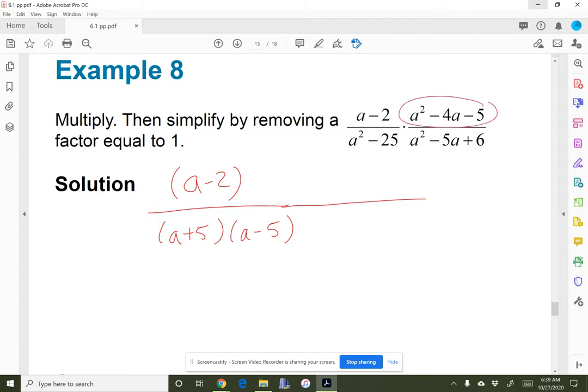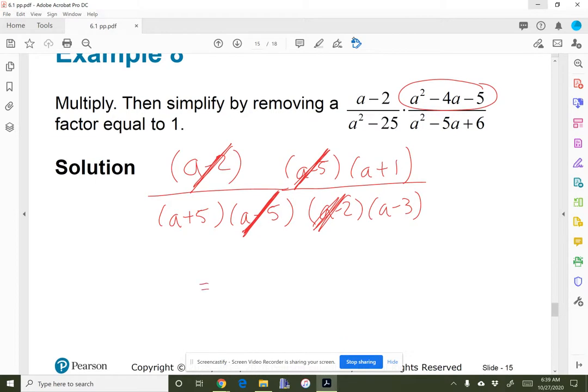And then this guy factors into a minus 5, a plus 1. And then this bottom one factors into, it needs to multiply to 6 and add to negative 5, so it's going to be a minus 2, a minus 3. Because it's all products, I can start canceling whatever I want that's on top and on bottom. So the a minus 5s can go, and then the a minus 2s can go. So my answer is the a plus 1 on top, and then I have an a plus 5 and an a minus 3. This is a good answer.